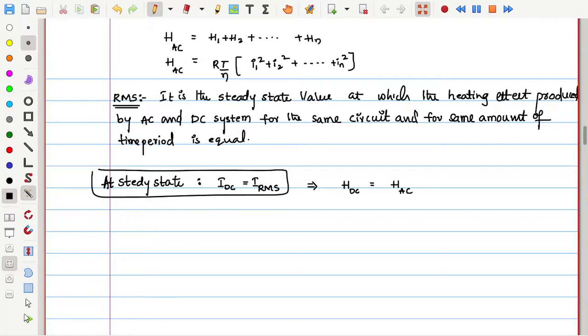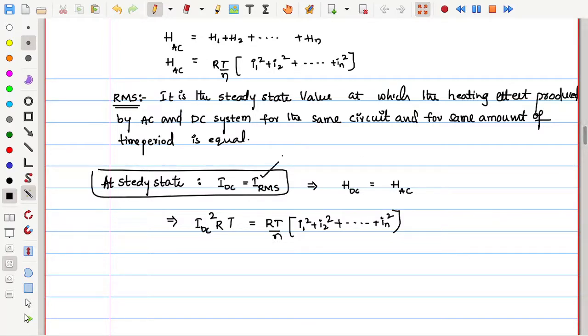Now, if we substitute these conditions, HDC is IDC square into R into capital T, which is equal to R into T by N, into I1 square plus I2 square plus so on, IN square. Now we stated that at steady state this DC value is equal to the RMS value. Steady state value means the DC value at which this condition is satisfied, and this DC value itself is called the RMS value. When the DC heating effect is equal to the AC heating effect, the corresponding DC current is directly called the RMS value.